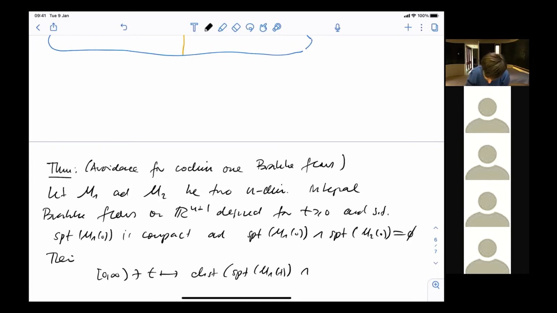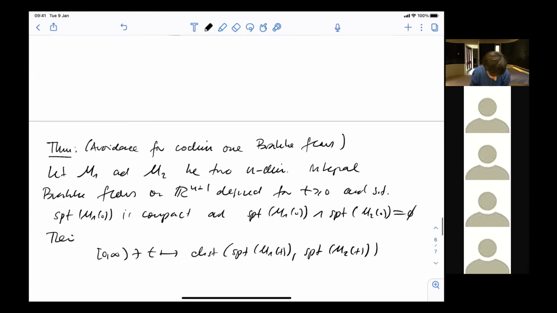No, it should be a comma here. There's a typo in the notes. Comma, support 2 of t is strictly increasing.